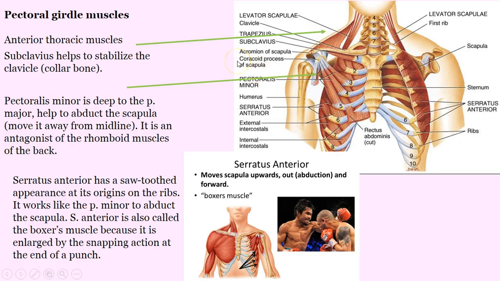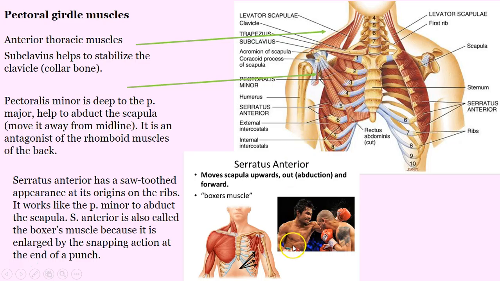We're on the pectoral girdle. And we're on the anterior, so we're looking at the front side. Subclavius helps stabilize it. If you look, it's a good name. Sub meaning under, clavius under the clavicle. Pectoralis minor, deep to the pectoralis major, which we're not seeing in this view. And it's an antagonist for the rhomboids, which are in the back. We'll talk about this soon.